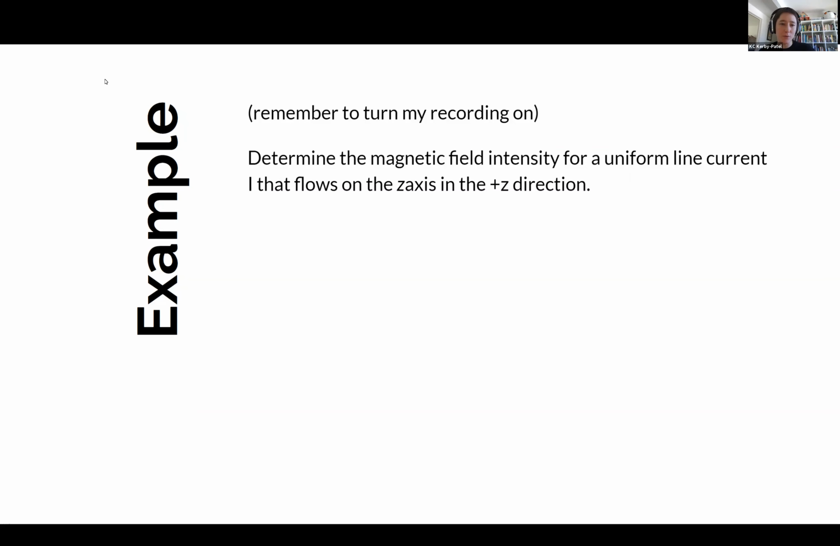Okay, for this example, we are asked to determine the magnetic field intensity for a uniform line current that has some magnitude I that flows on the z-axis in the plus z direction. I'm going to stop my sharing and turn on my whiteboard cam, and we will get started.